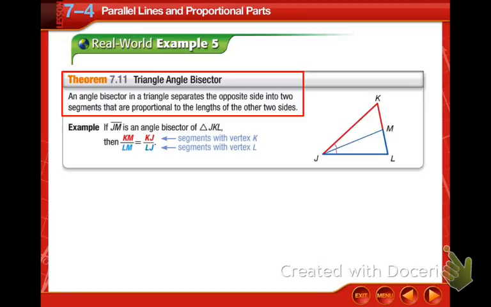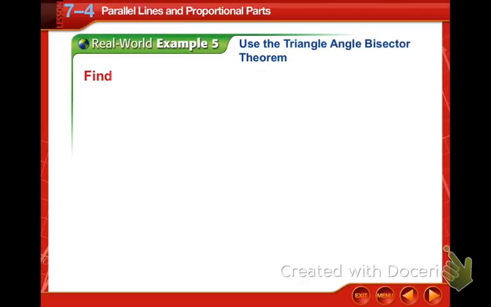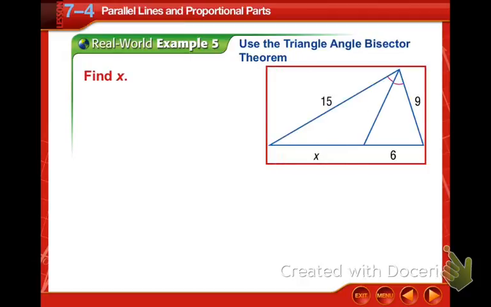So, here's our last theorem, the triangle angle bisector theorem. An angle bisector in a triangle separates the opposite side into two segments that are proportional to the lengths of the other two sides. So, what that means is we just need to set up a proportion, and we've got to make sure that we keep like things in the right places. Okay, so here we have an angle bisector. It's showing that by the arcs that are in the angles.